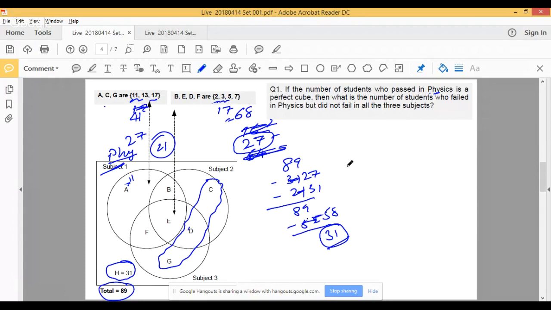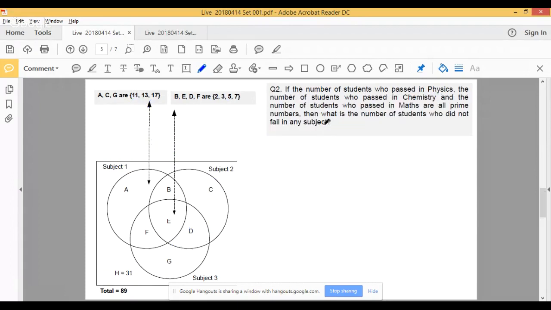Let's go to the next one. The second one said the number of students who passed in physics, the number of students who passed in chemistry, and the number of students who passed in maths are all prime numbers. What is the number of students who did not fail in any subject? Did not fail in any subject is E. Now, remember, while these people want to make your life difficult, they still want people who observe to be able to answer the question. DI is all about observation, right? So people who observe should be able to answer the question.